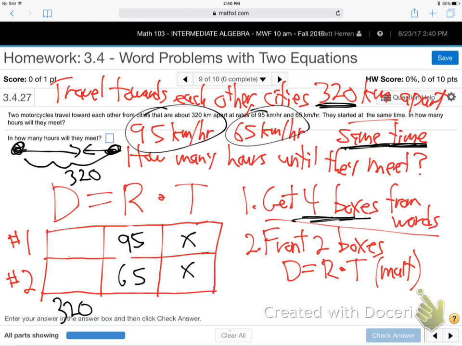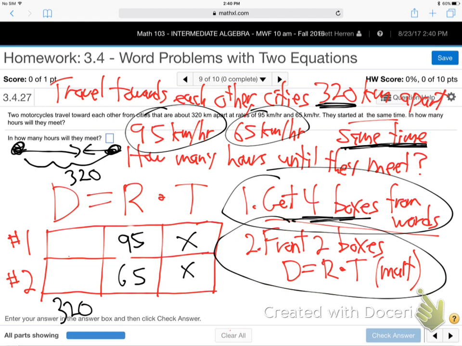Now, in some of the other word problems, it'll say one of the motorcycles left 3 hours earlier. Well, then he would have 3 more hours of travel time, wouldn't he? Things like that will happen in the other word problems. They won't be the same time. One will go earlier or later than the other. But in this case, they're both the same time. They're both just X. Now, I've got 4 boxes. That's step number 1. Get 4 boxes from the words. Check. We got it.